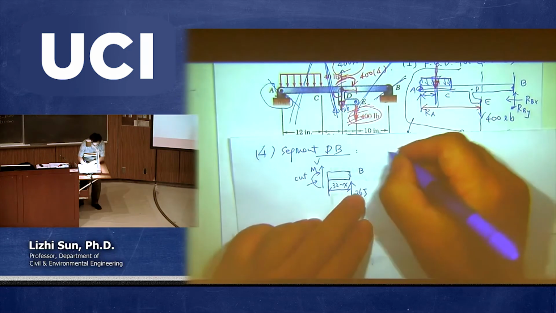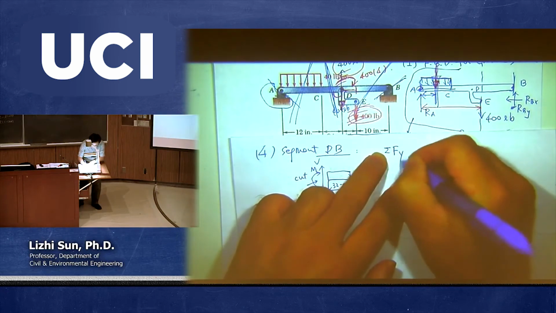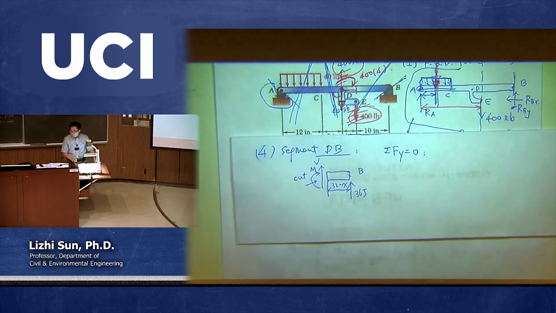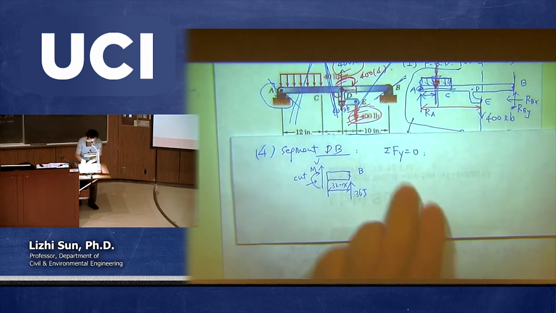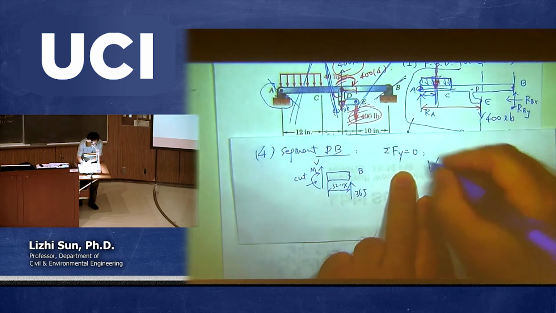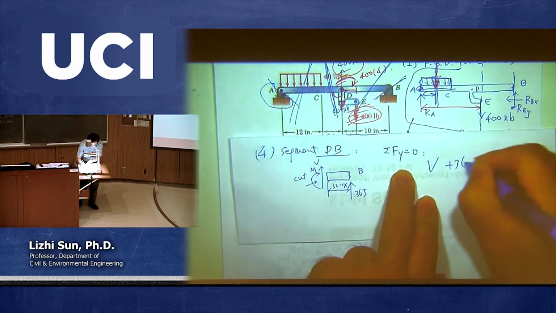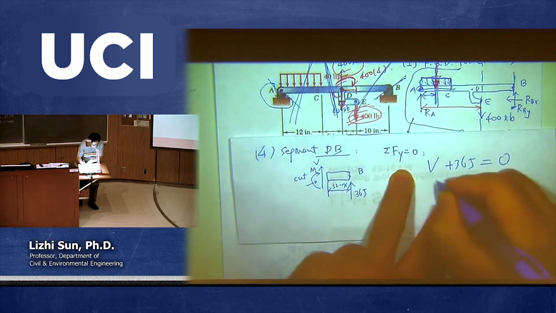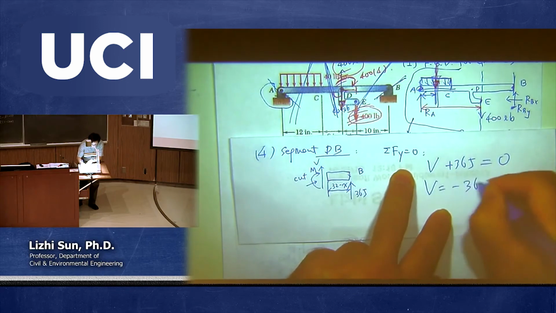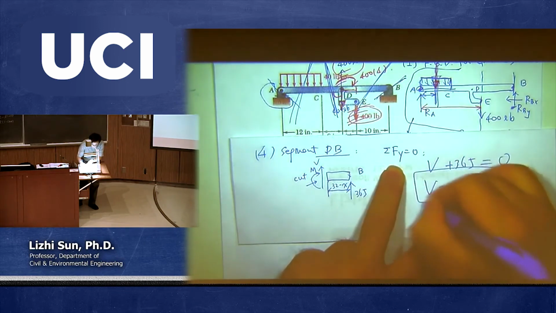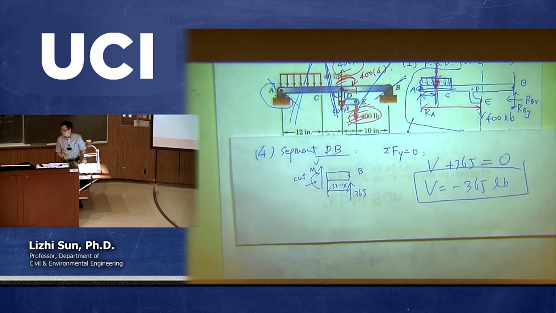Now, collecting all the forces in the y direction, let's see. You have positive V going up, you have 365 going up, and that's it. The sum equals 0, so V equals negative 365, and the unit is pounds. Simple enough.